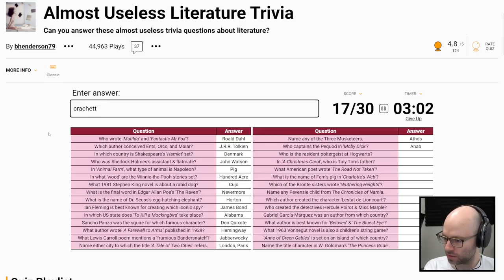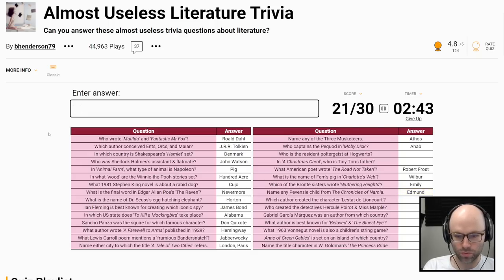Cratchit? Don't know it. We don't know it. Okay, I pass. Who wrote The Road Not Taken? Robert Frost. What is the name of Fern's pig? Wilbur. Who wrote Wuthering Heights? Emily Bronte. Name any Pevensey child from Narnia.